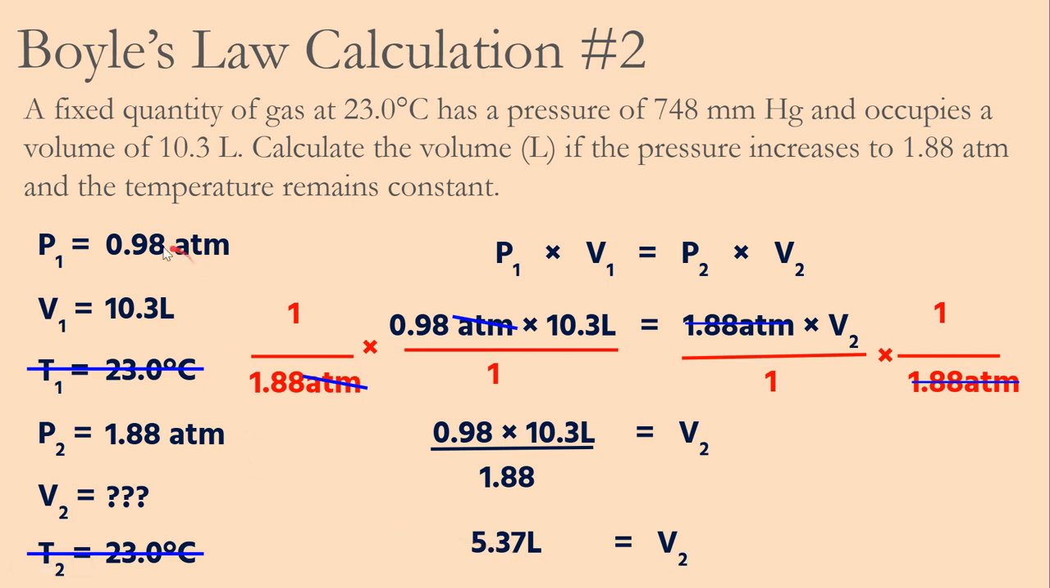And this should make sense. Pressure went up, and therefore volume decreased from 10.3 to 5.37 liters. And that's Boyle's law. Now let's look at Charles' law.